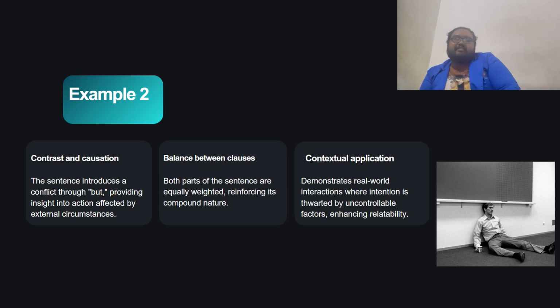Example 2, contrast and cause. Assertion: the sentence introduces a conflict, though, but provides insight into action affected by external circumstances. Balance between clauses: both parts of the sentence are equally weighted, reinforcing its compound nature. Contextual application demonstrates word interaction where intention is thwarted by an uncontrollable factor, enhancing reliability.